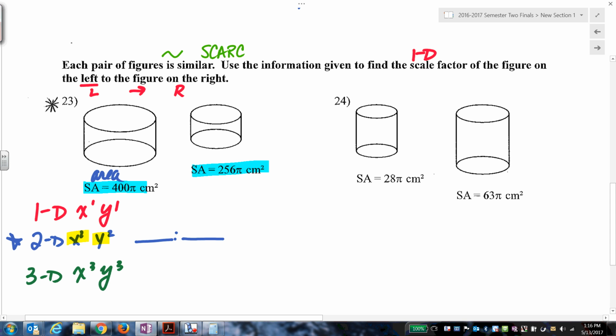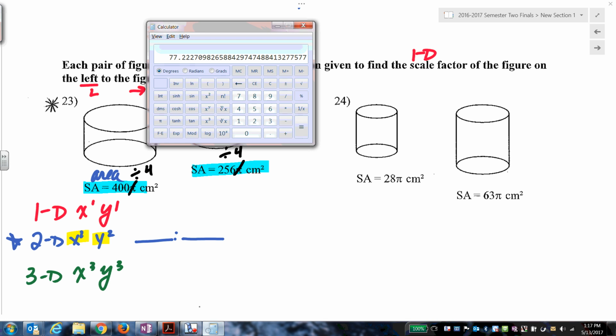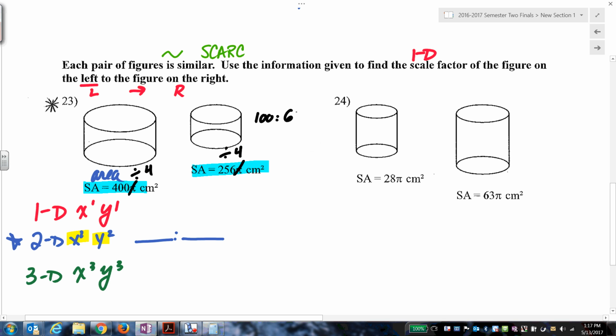And you want to start by dividing both numbers by the same number. If it has pi's, the pi's automatically cancel. So I'm going to start by dividing by, I see 4 goes into both. I divide by 4, I get 100. And then divide by 4, and I get 64. Now, if you look carefully, those are both already perfect squares, which means we have found our x squared and y squared position.